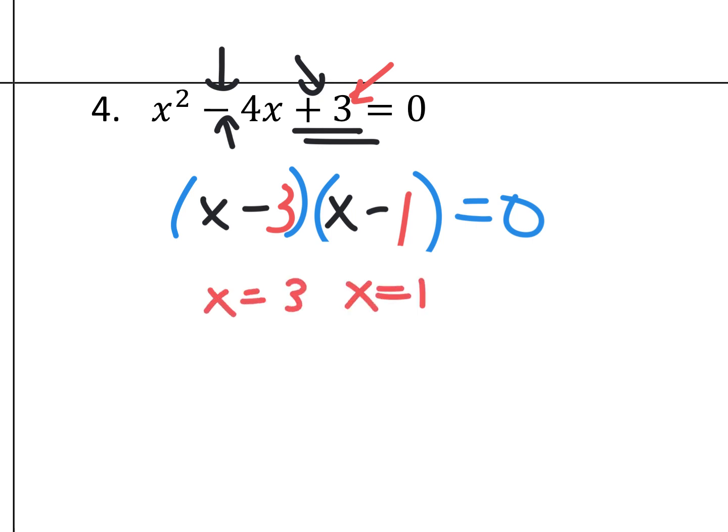Yep. Because that's what makes this equation equal 0. If you wanted to prove it, you could go stick in the 1, just because this should be super easy to check. And I get 1 minus 4, which is negative 3, plus 3 is 0. Cool, it works.